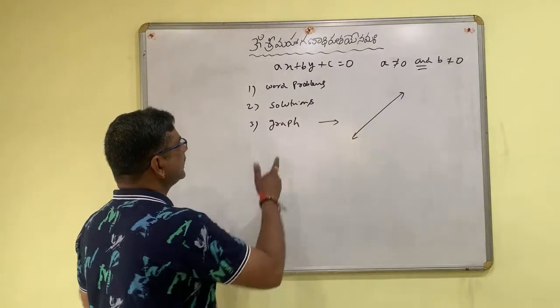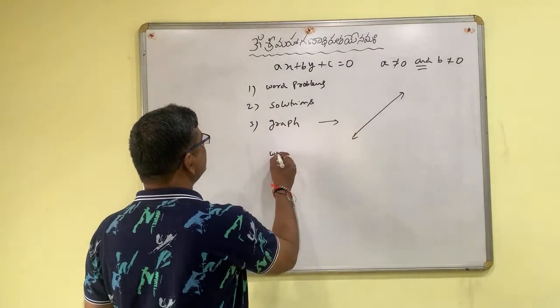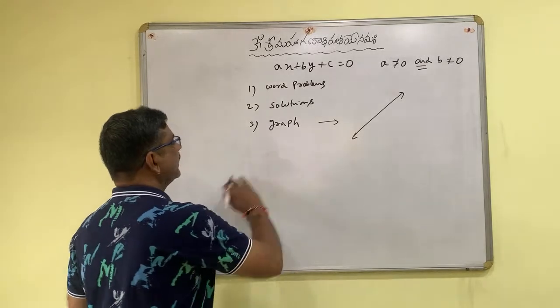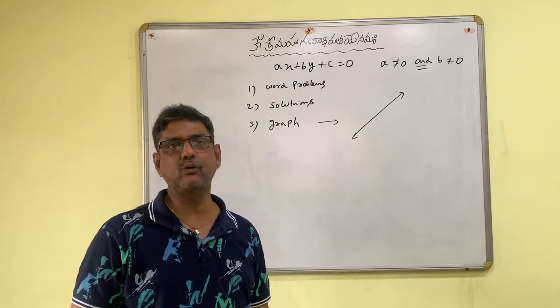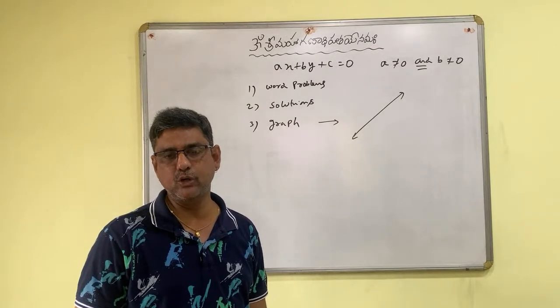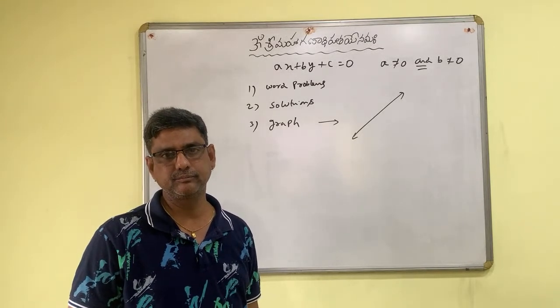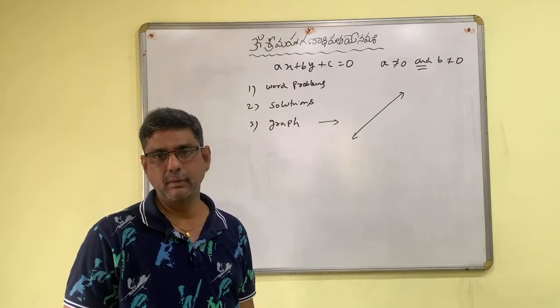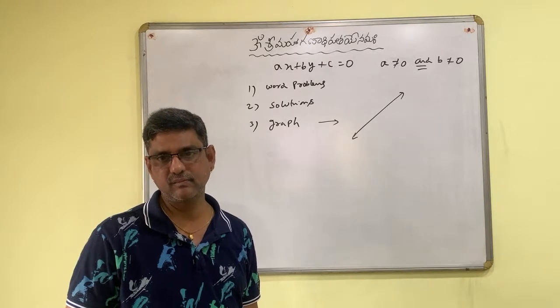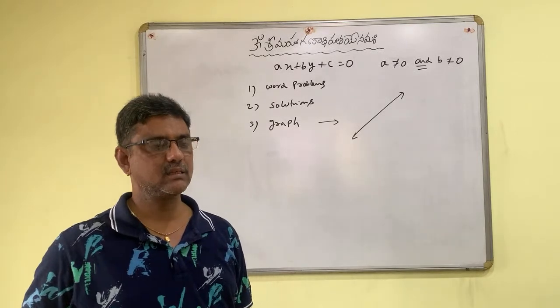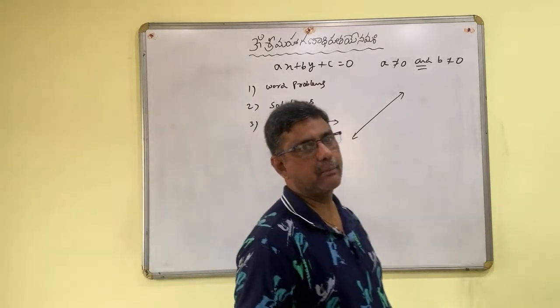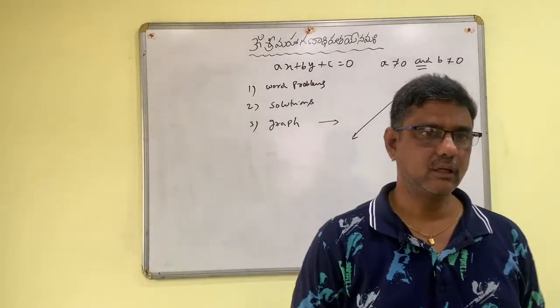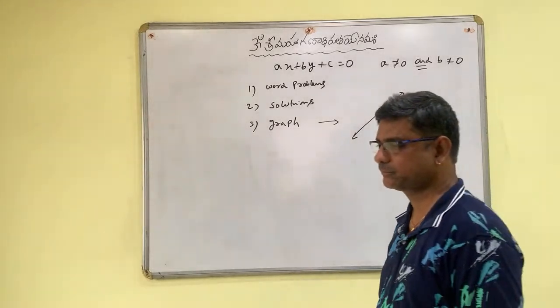So in order to draw the graph, we need to take how many solutions? Can anyone say? In order to draw the graph of a linear equation in two variables, minimum how many solutions do we need to take? Minimum 2, correct. Maximum your wish. We need to take minimum 2 solutions.